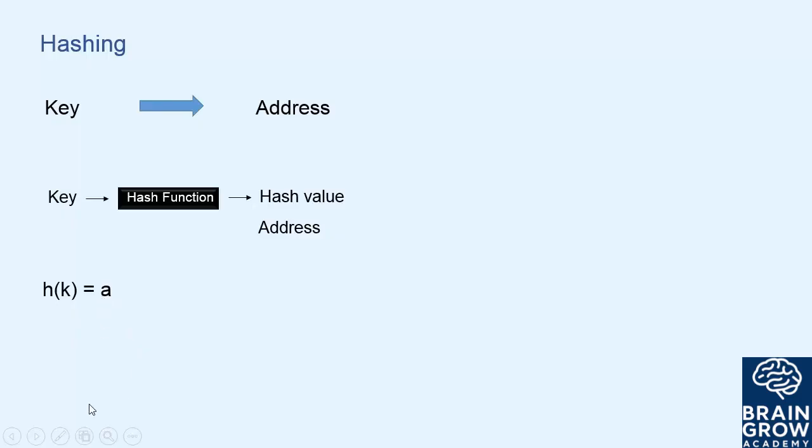In direct addressing, we stored the key k at index k of the array. But now we'll store the key k at index a of the array. This a is also known as this key's home address. So this hash function maps the key to a smaller integer, which is used as the address. By address we mean index of the array.